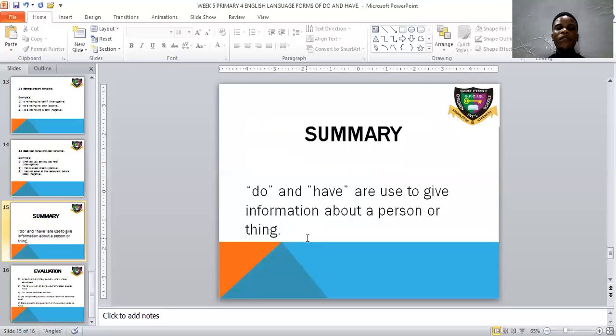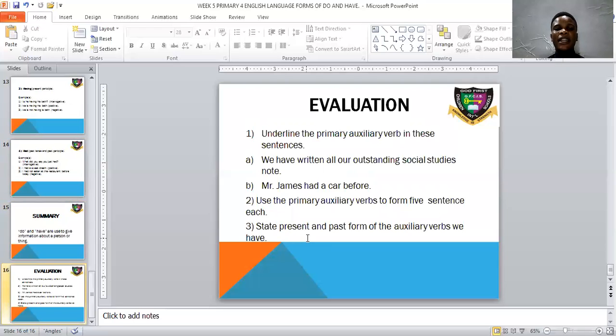Now, let's look at the evaluation. The evaluation is to ascertain whether you all understood what we've been discussing. Now, the first one says, underline the primary auxiliary verb in the sentences. Underline the primary auxiliary verb in the sentences. Now, what are the sentences given to you to underline the primary auxiliary verb? The first sentence is what?